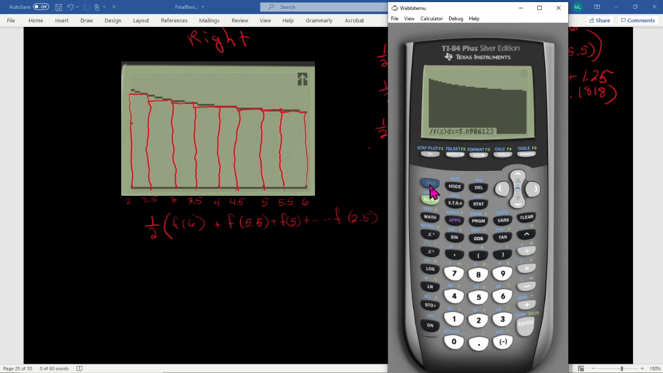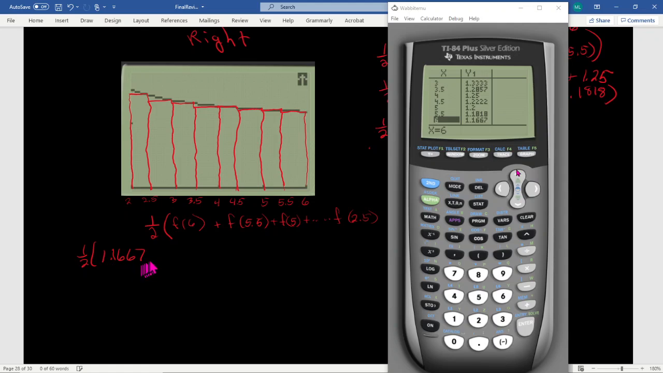and our table should be already set up for us, and we just need to arrow down a little bit more to get our 6, and we'll start with that. So move this over 1/2. We get 1.1667, going out 4 decimal places. F of 5, 1 point, and again, these ones we've already had, but they're now in the right hand.